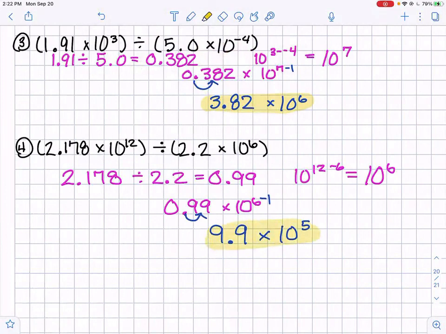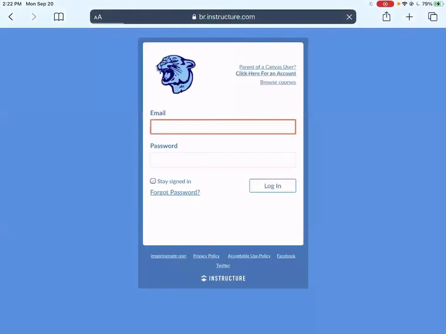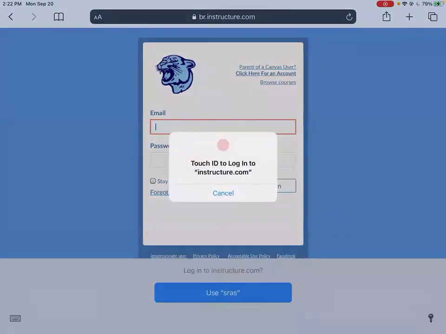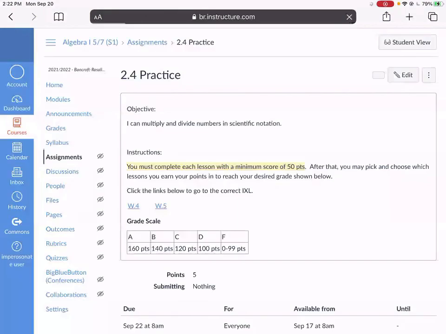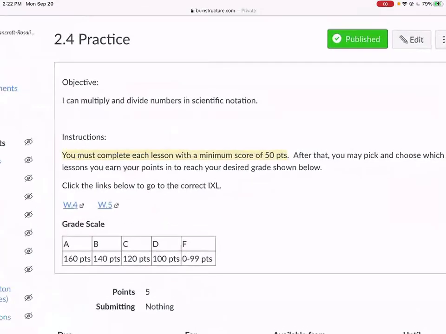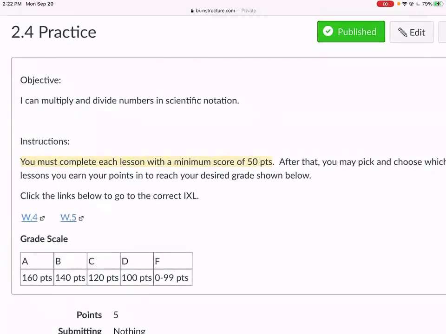Questions about how to do this? Absolutely zero. Okay, so I'll go back to this in a minute, but what you have to do on Canvas for homework is 2.4 practice. It's W4 and W5. You have to get a 50 to pass. After that, it's up to you what your grade is.